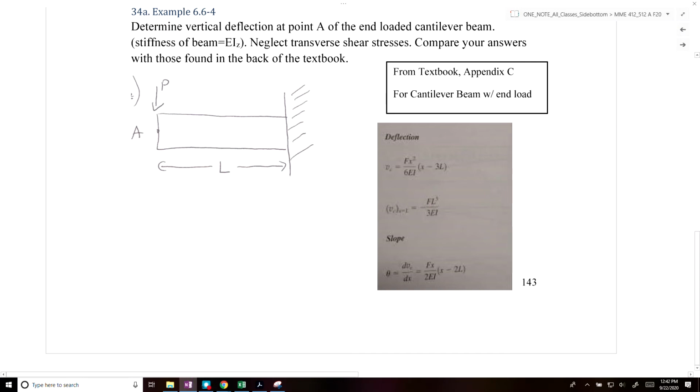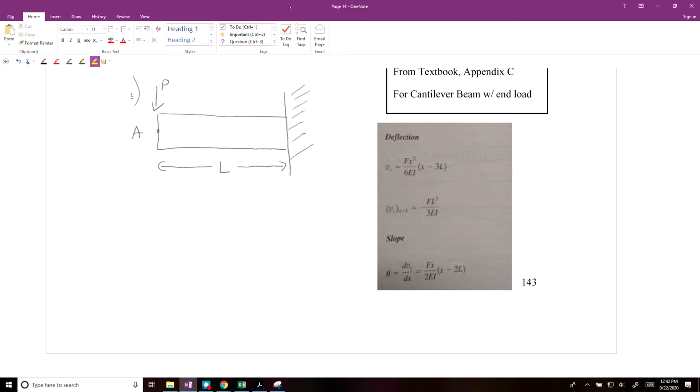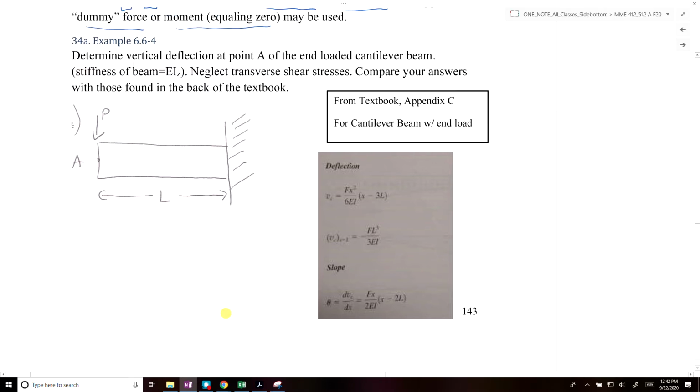So in this example problem, we're going to use Castigliano's theorem to determine the vertical deflection at point A of the cantilever beam, and we're also going to determine the slope at the end of the cantilever beam. These are going to be delta A and theta A. So we're going to use Castigliano's method to calculate delta A and theta A.